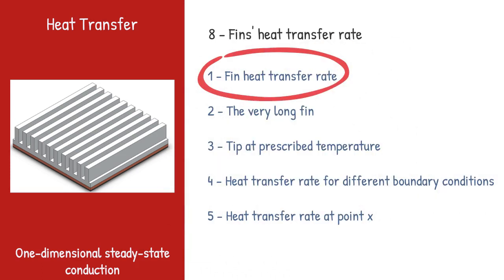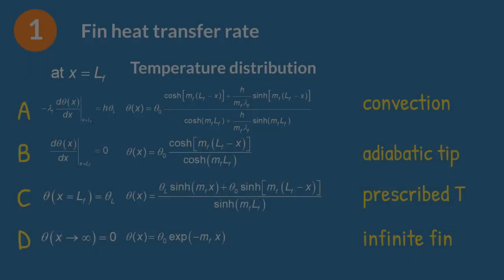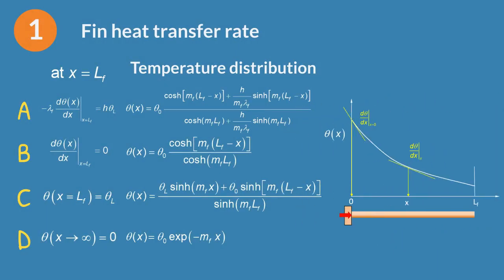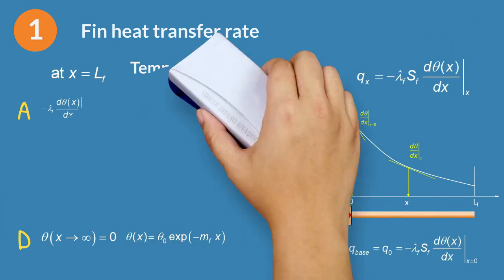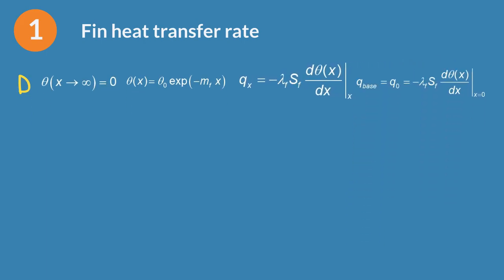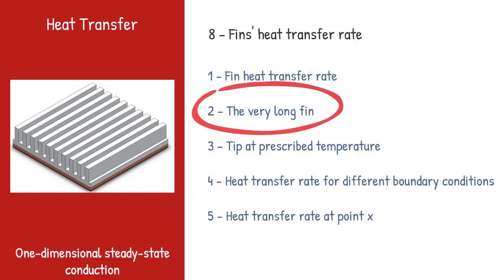Let's start by applying the rate equations for conduction and convection to the fin. For any boundary condition, after obtaining the temperature distribution, we can find the derivative and apply Fourier's law to calculate the heat transfer rate at any point in the fin. What is the expression for the heat transfer rate for a very long fin?